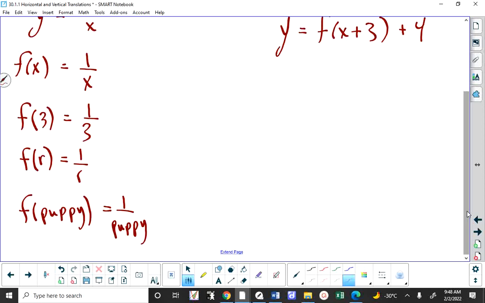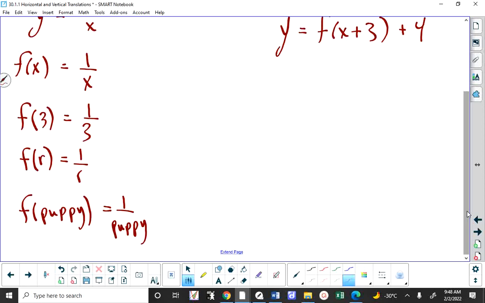Math is all symbolic. Squiggles on paper. Puppy means whatever I want it to mean. Just like a means whatever I want it to mean. 3 means, well, 3 is 3. R's are. These different things represent, sorry, let me get that screen back. These different things represent something. And in the case of 3, it represents the number 3. In the case of r, it represents r. In the case of puppy, it represents puppy. It doesn't matter what it is.